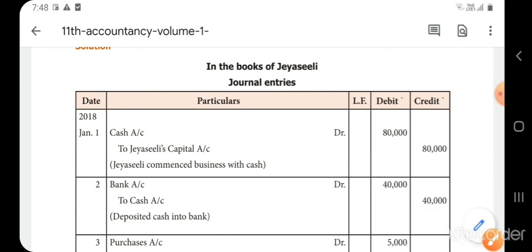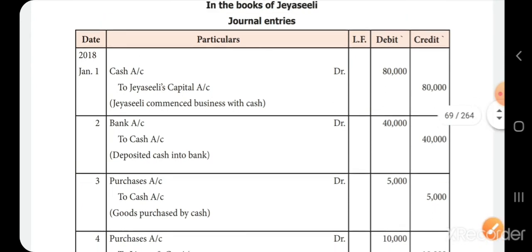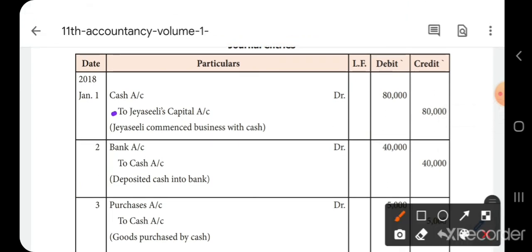Now, after writing the journal entry, you will just give a small description about the entry, and that is called narration. So, what is narration, they may ask? The description about the transaction, not the journal entry, we call it narration.